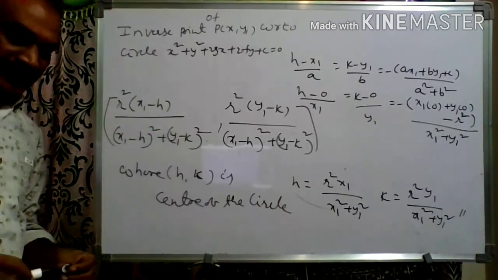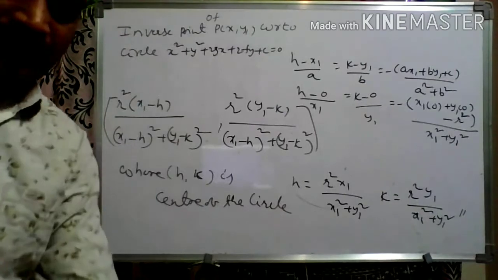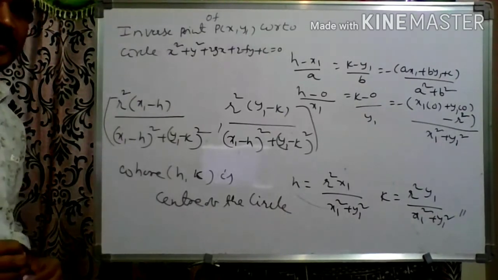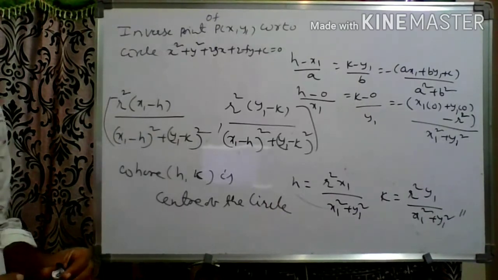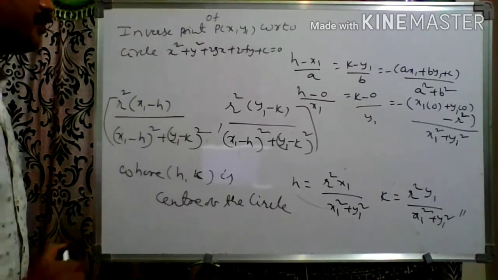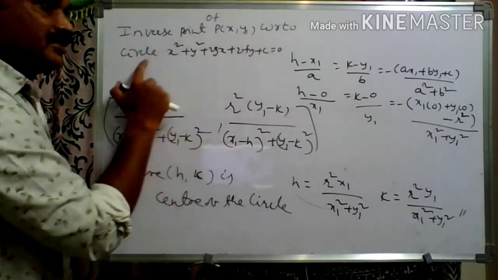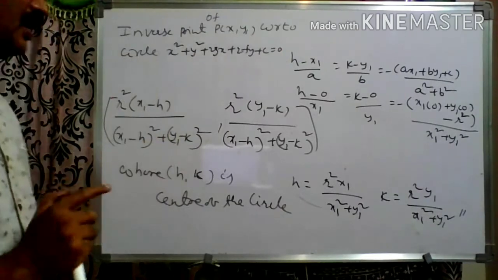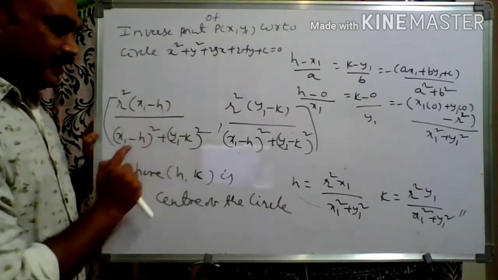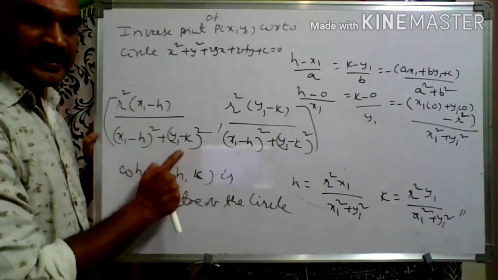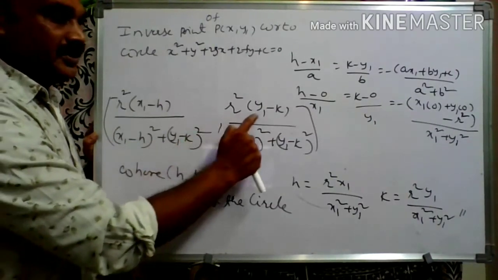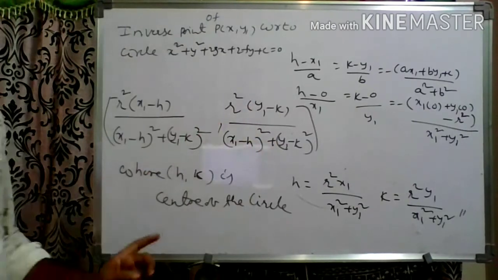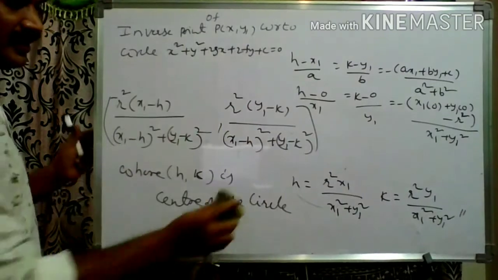Students, the inverse point of x1, y1 with respect to the circle x square plus y square is equal to r square is r square x1 by x1 square plus y1 square, r square y1 by x1 square plus y1 square. Inverse point of P x1, y1 with respect to the circle x square plus y square plus 2gx plus 2fy plus c is equal to 0: r square into x1 minus h by x1 minus h whole square plus y1 minus k whole square, comma, r square into y1 minus k by x1 minus h whole square plus y1 minus k whole square, where h comma k is the center of the circle.